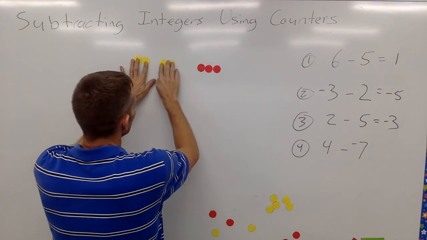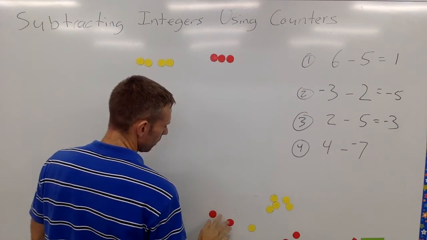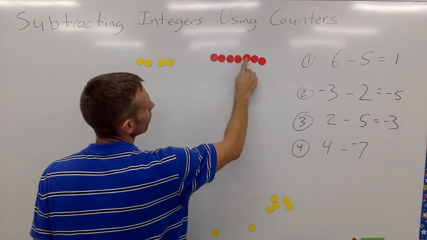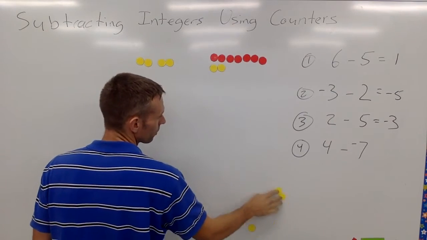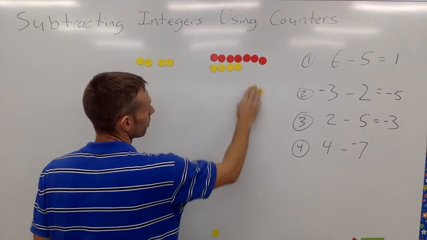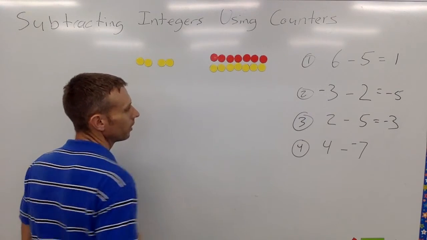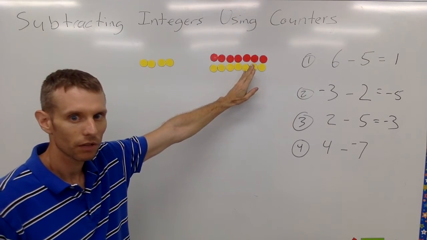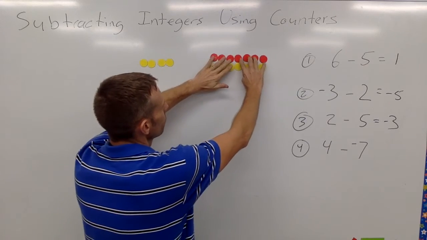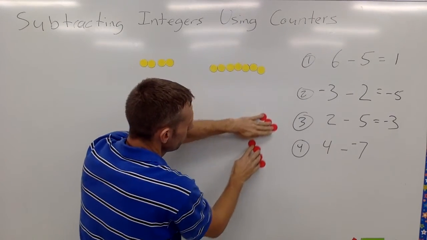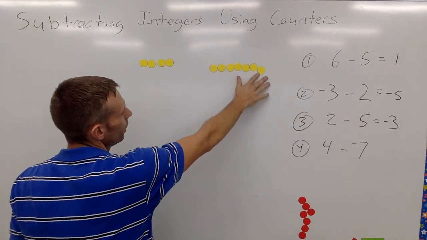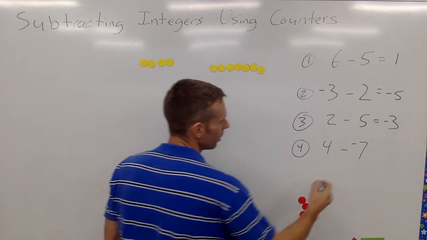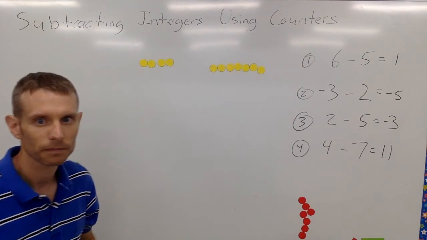Let's try one more. 4, and I'm taking away negative 7. 1, 2, 3, 4, 5, 6, 7. I'm going to make zero pairs. Look at that, so I have positive 4, and I'm taking away negative 7. So positive 4, here was my negative 7, taking all these away, I'm left with positive 7. So now 4 and positive 7 equals positive 11.